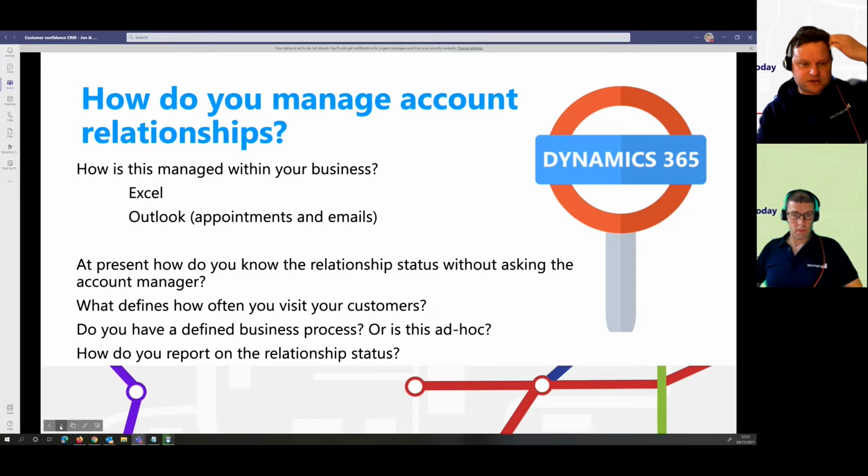So the question that John and I pose really is: how do you know, within your business, without asking the account manager, what is the status of the relationship between yourselves and your customer? What defines how often you visit your customers? Is it based on the number of people that work for the business? Is it based on how close they are to your office? Is it based on how much they spend with you?